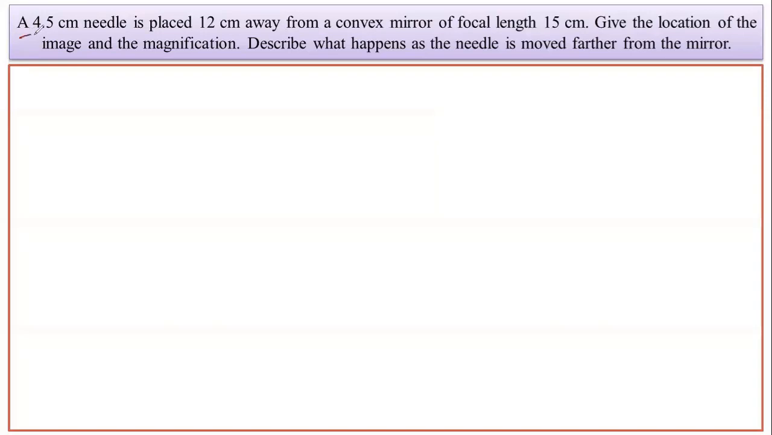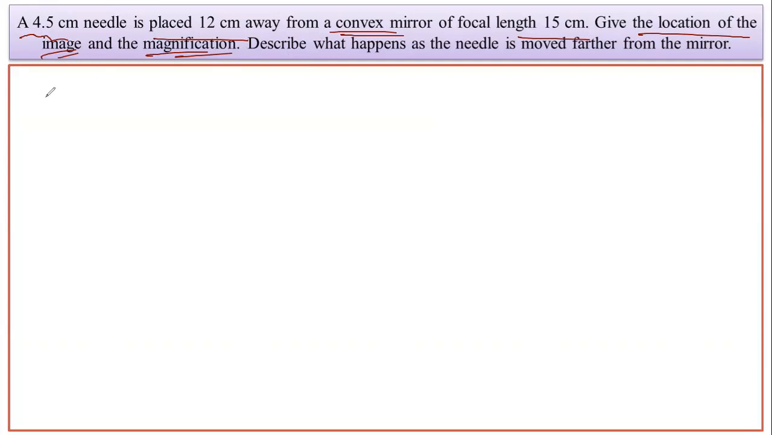Okay, so a 4.5 centimeter needle is placed 12 centimeter away from a convex mirror. Over here we have the convex mirror of focal length 15 centimeter. Give the location of the image and the magnification. And how we can calculate it for that one.